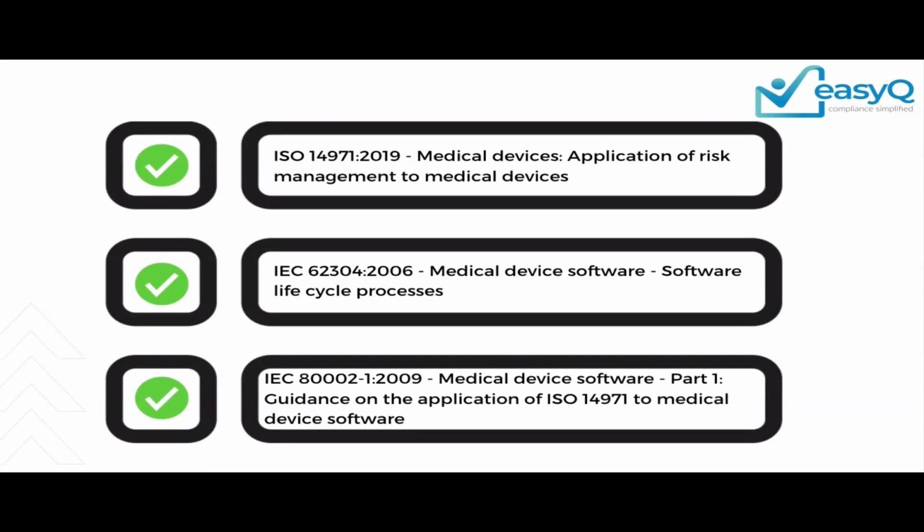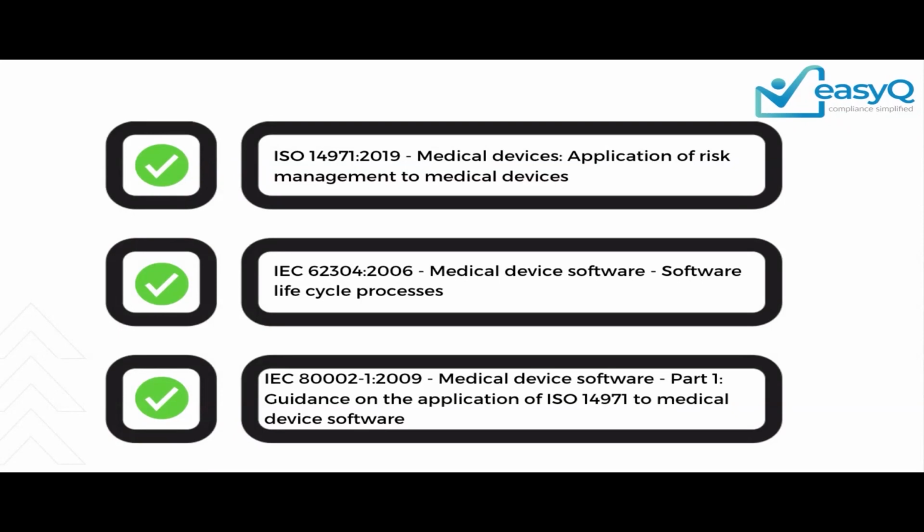And then 80002-1, the 2009 version, which is basically guidance on the application of 14971 to medical device software, right? So how do you implement 14971 for a software as a medical device company is where you can look into this particular standard. It has a lot of good examples, right? A lot of the guidances that have been written are also written taking examples from this standard. So if you guys need a little more information, more examples, right, as to how to go about things within your organization, 80002 would be a good standard to look at as well, right?